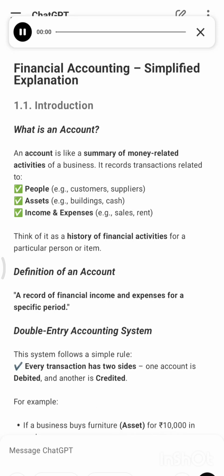Financial accounting, simplified explanation. Introduction. What is an account?